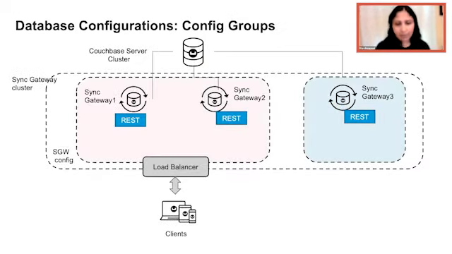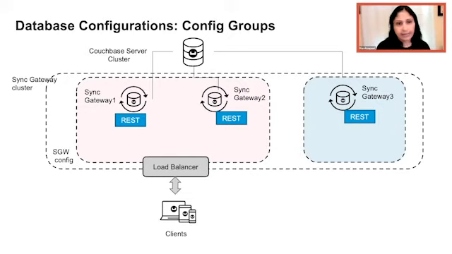So in the previous example, we saw how you can configure a homogeneous cluster, where all the databases in all the Sync Gateways in the cluster have the same database configuration. That's probably a majority of Sync Gateway deployments. But then there might be cases where you may have to segregate the workload, so you may not have all the nodes configured the same way.